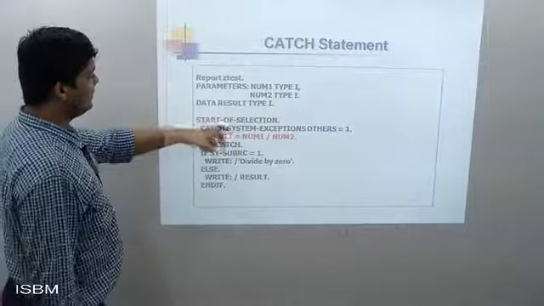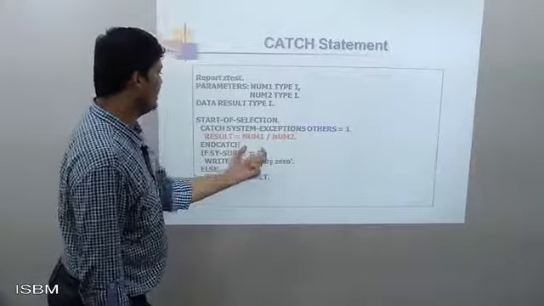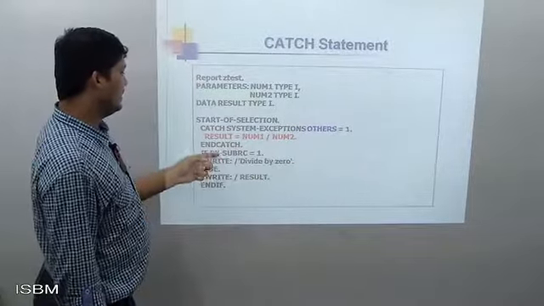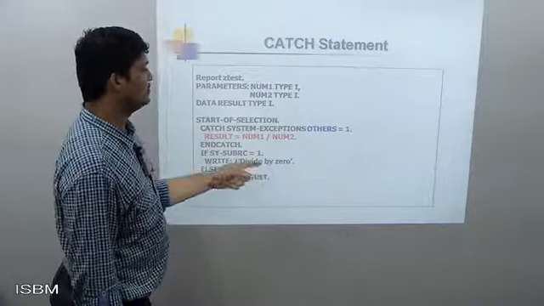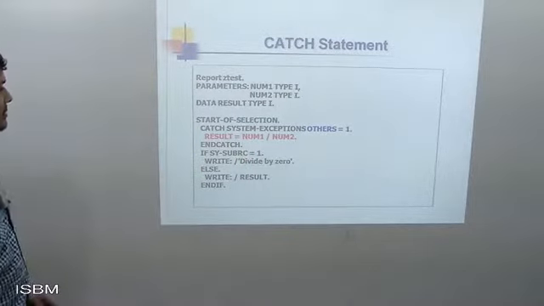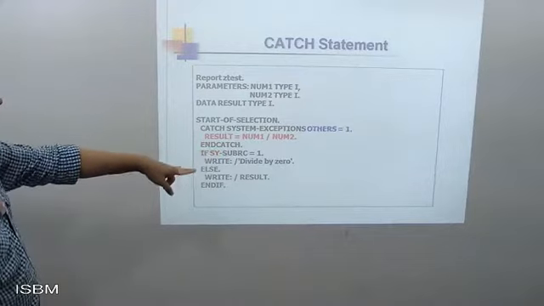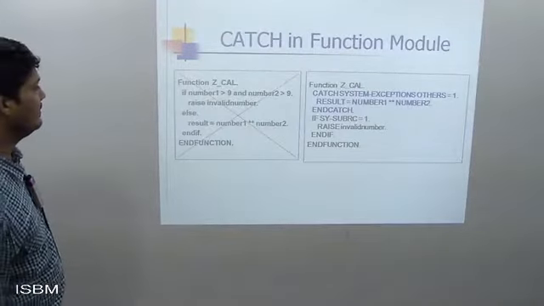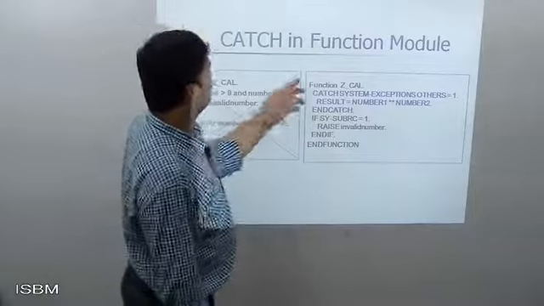The same way I have written over here, CATCH SYSTEM-EXCEPTIONS others = 1, num1 / num2, sy-subrc equal to 1, which is divide by 0. So there are two ways, the same. You can see divide by 0 I have written directly, others = 1. Then here you can see the catch in function.